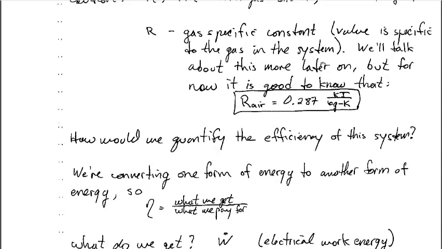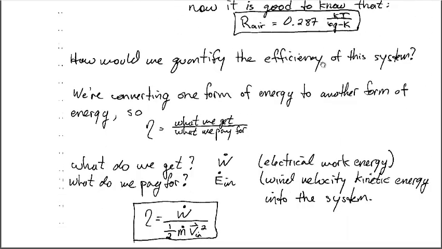Okay, so the final question that we may ask ourselves is how do we quantify the efficiency of this windmill system, right? Remember I said in class that anytime we convert energy from one form to another form, we can define an efficiency. And in general, that definition of efficiency is conceptually defined as what we get divided by what we pay for. So what is it that we're getting in the case of a windmill, and what is it that we're paying for? Well, what we get is W dot, the electrical work energy, or power, since it's written as a rate term here.